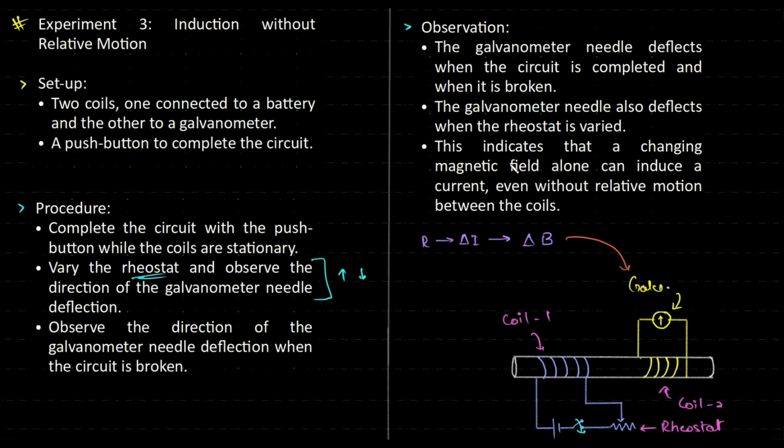This indicates that a changing magnetic field alone can induce a current even without relative motion between the coils. This is what is important. The induction happens whenever there is a changing magnetic field. Whatever the change, it can be an increase or decrease. Point is change. The key word here is changing.